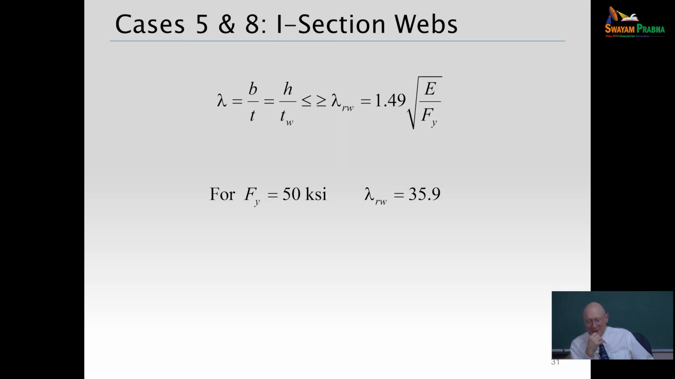Yeah. We're kind of jumping to flexure, but when we get to flexure, I'll tell you that what we call compact flange in the U.S. practice is a class 2 section.